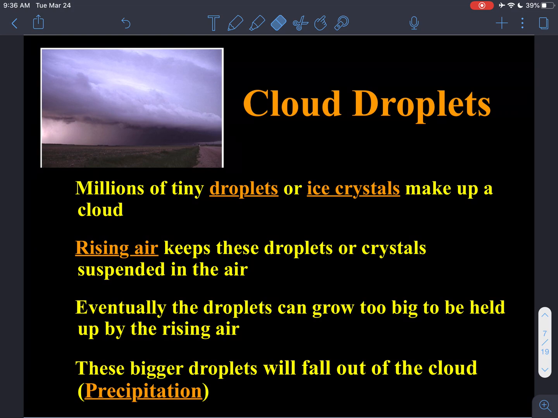Now, eventually, if those cloud droplets combine with other cloud droplets, they're going to grow in size, and if they become too large to be held up by the air, then they will fall. Any type of falling liquid, or I guess I should say falling H2O, is considered precipitation. Can you think of some different types of precipitation?